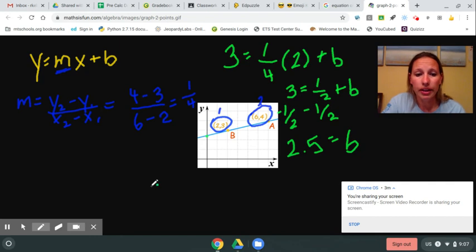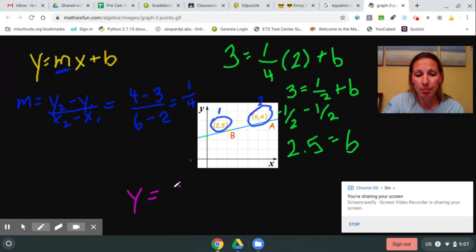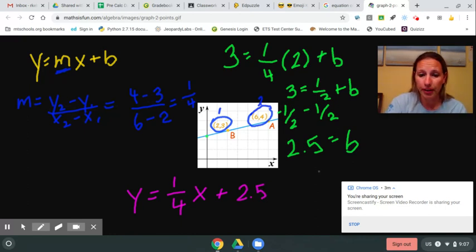Okay, so your final answer would be y equals, we found our m was 1/4. We keep our x. We go back to the x and the y because now we're writing the general equation. Okay, so we only need the point to find the b. And you can say plus 2.5. So you can leave your b a decimal. You cannot leave your m a decimal. M always has to be a fraction.